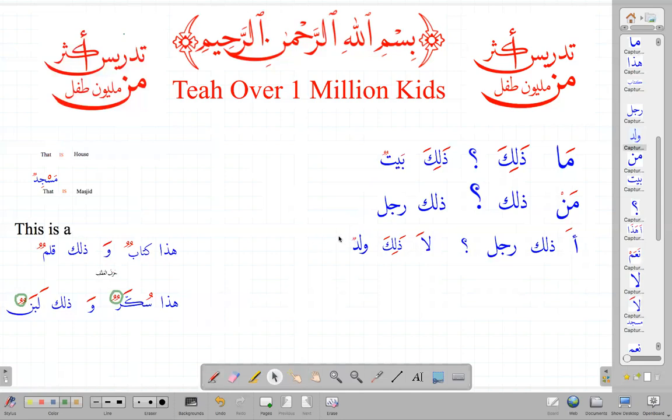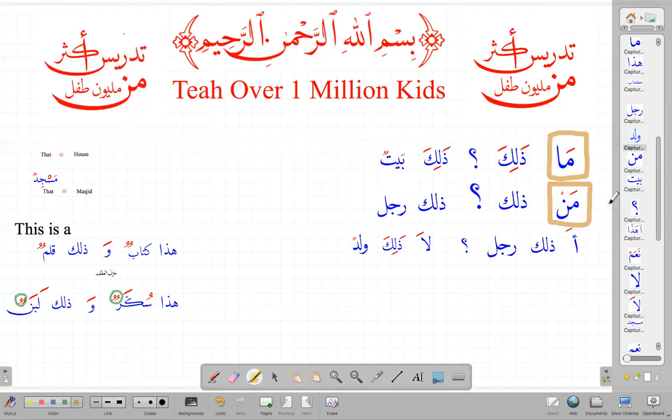Okay, that's good. Ma is used for the objects, as we say. We use this for the object: ما ذلك، ذلك بيت، ما ذلك، ذلك حمار، ما ذلك، ذلك مفتاح. Okay. من is used for human: من هذا or من ذلك، ذلك رجل، من ذلك، ذلك ولد. We did this in the first lesson.